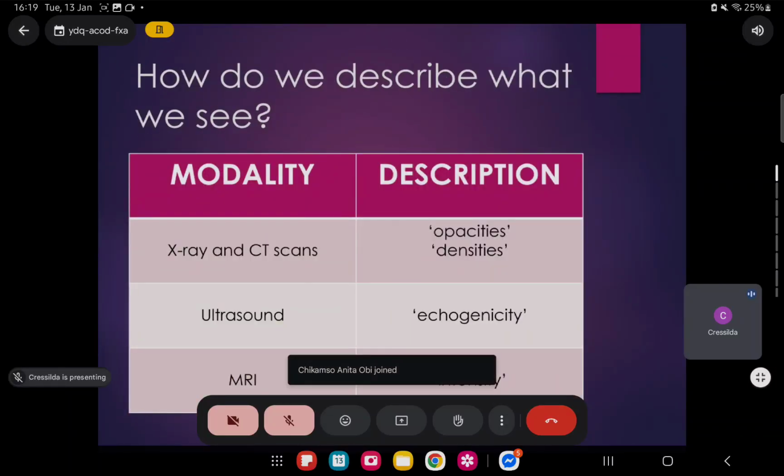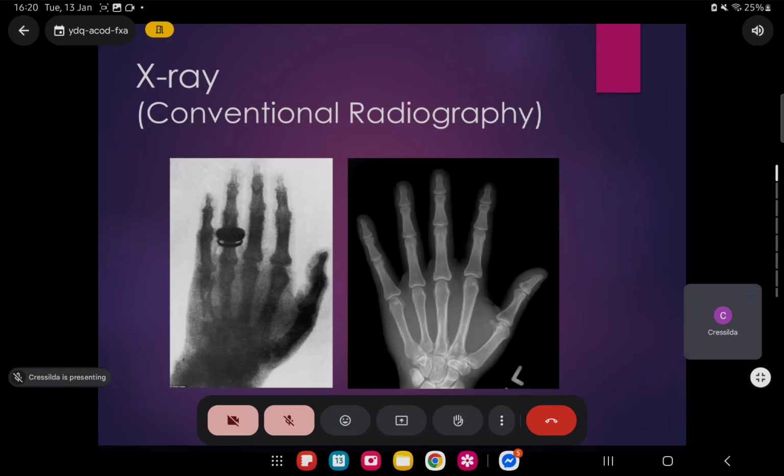So how do we describe what we see? When we talk about the modality X-ray and CT scan, then we're talking about opacities as well as densities. That's how we would describe it. It's hyperdense, hypodense, or isodense. For ultrasound, we're talking about sound echoes. Therefore, it is echogenicity. It's hyperechoic, isoechoic, anechoic. For MRI, we describe our findings as intensity. So let's start with the X-ray or the conventional radiograph.